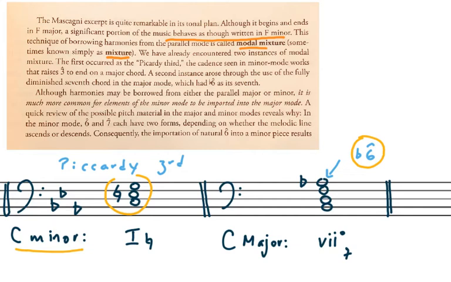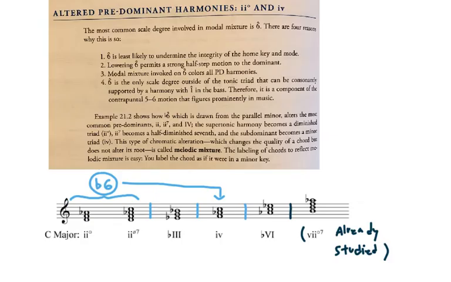Although harmonies may be borrowed from either the parallel major or minor, it is much more common for elements of the minor mode to be imported into the major mode. And that is what we established in class, and that's what we are going to keep here. So, the most commonly used modal mixture chords are, of course, the predominants, and that's what I want to focus on with this particular chart.